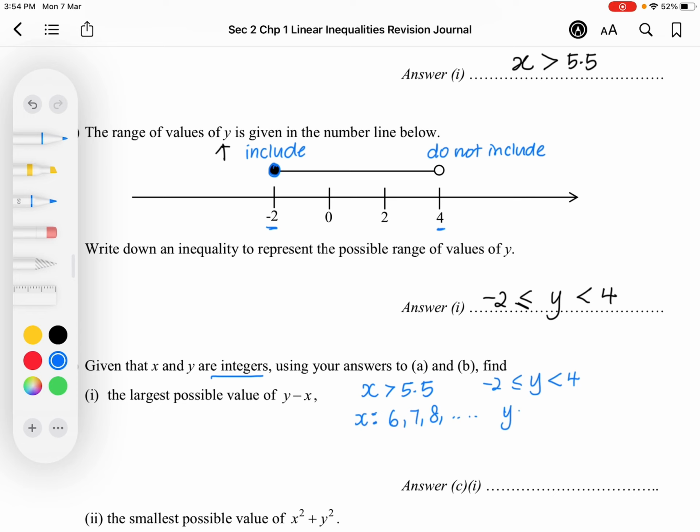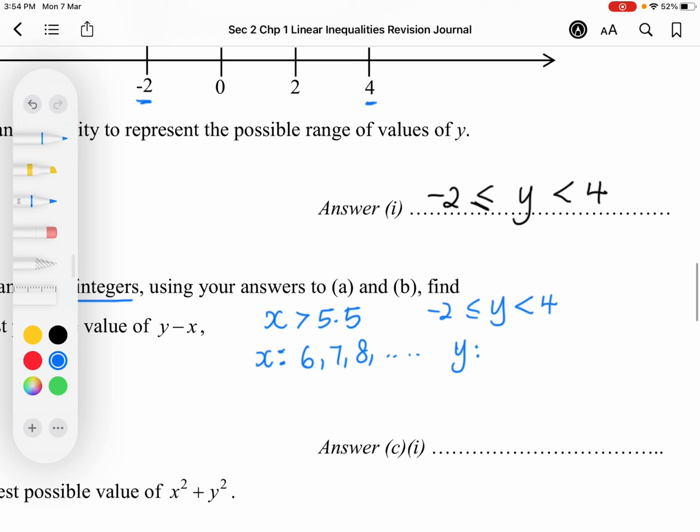So y is from -2. It includes -2. Bigger than that, so -1, 0, 1, 2, 3. Do I include 4? Now the question over here, this one is a less than sign, right? There's no equal to, so it does not include 4. So it stops at the number 3.